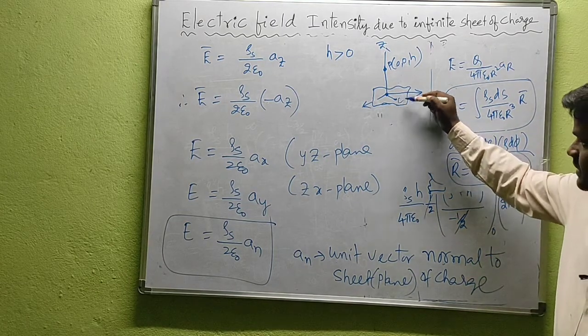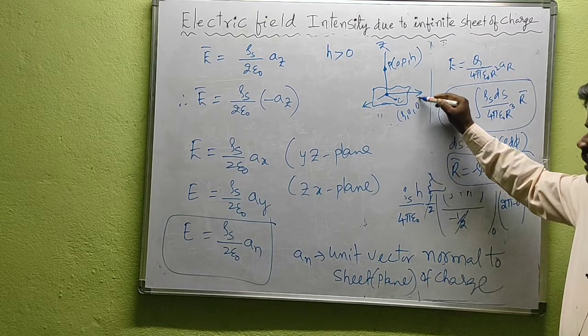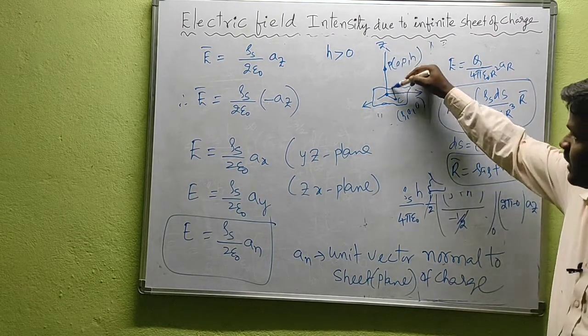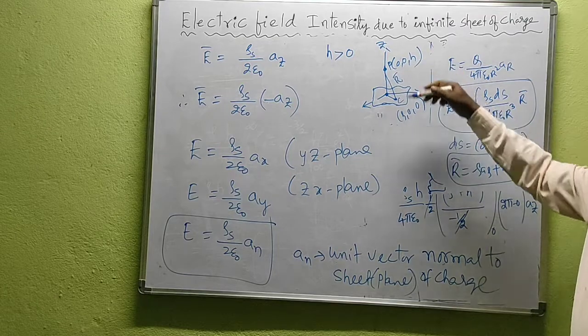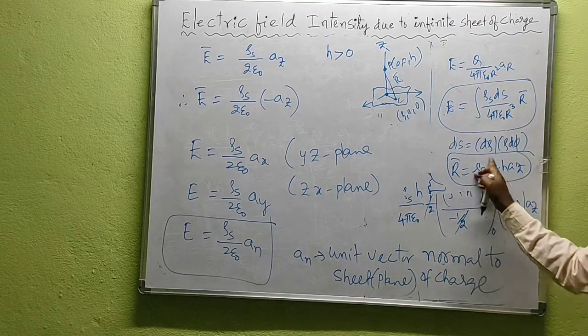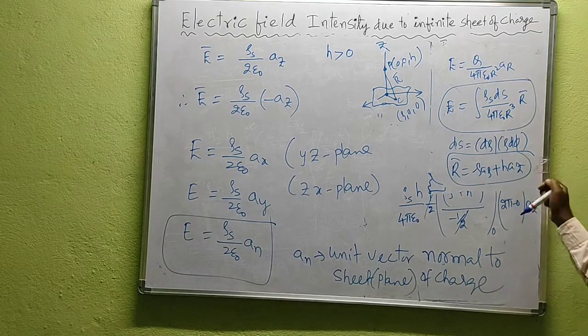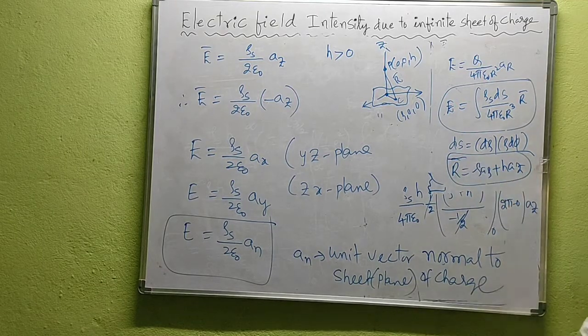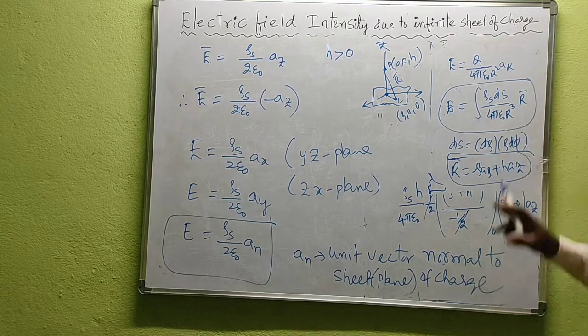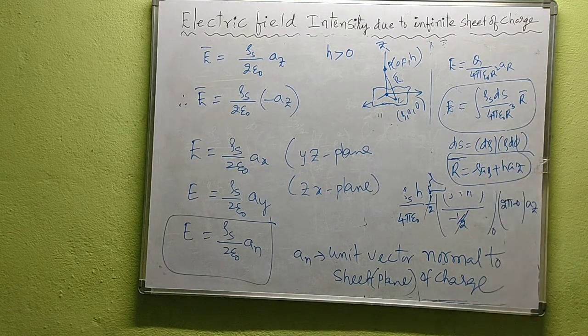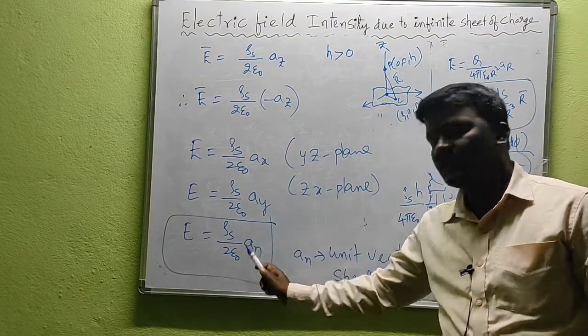So the source point is rho comma 0 comma 0, and the field point is P. By joining these we will get the distance vector r bar. So that is 0 minus rho a rho, that is minus rho a rho, 0 0, and h minus 0, so that is h into az. This is r bar, and from this we can define mod r. Of course from that we can find r cube. If you simplify that one, we will get what? Electric field intensity due to an infinite sheet of charge as rho s by 2 epsilon naught a n.